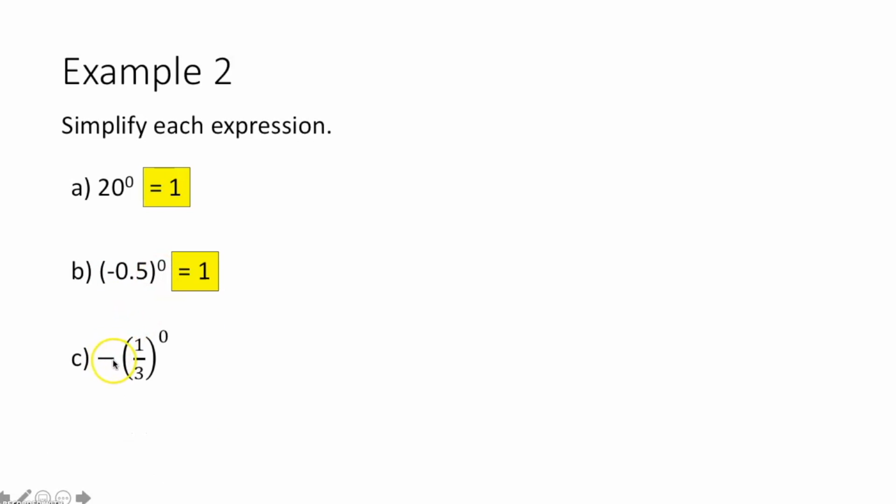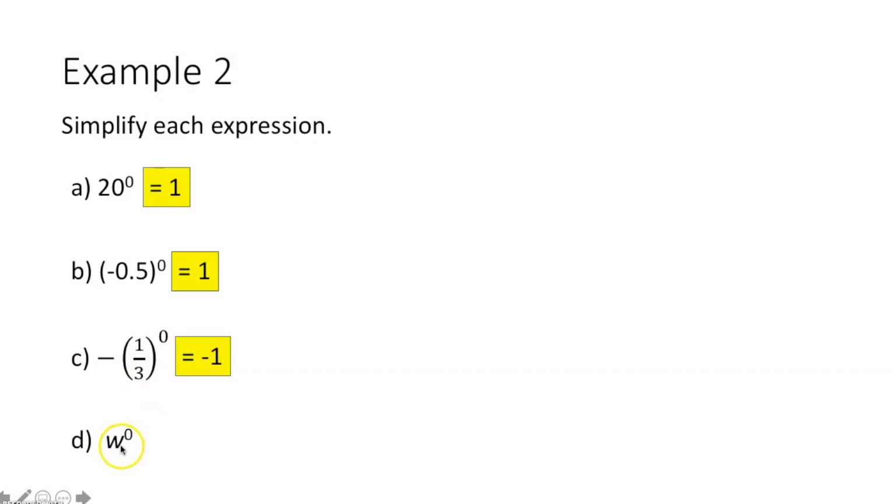If we have negative and then parentheses 1/3 raised to the zero power. Now we talked about this. Because the negative is on the outside of the parentheses, what we're going to do is we're going to take 1/3. We're going to raise that to the zero power, which equals 1. And then we're going to tack on the negative. So that actually equals negative 1.